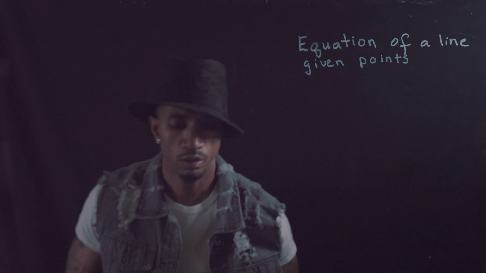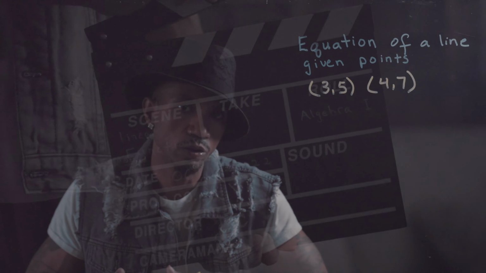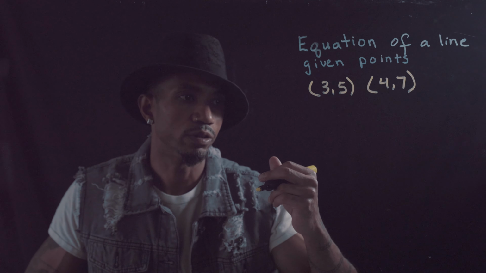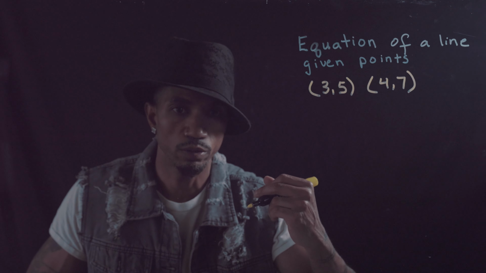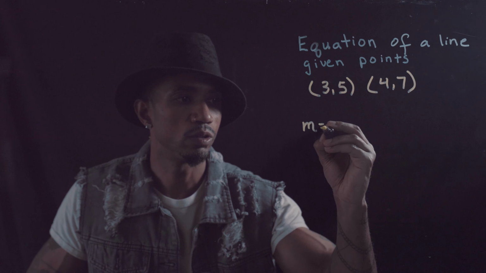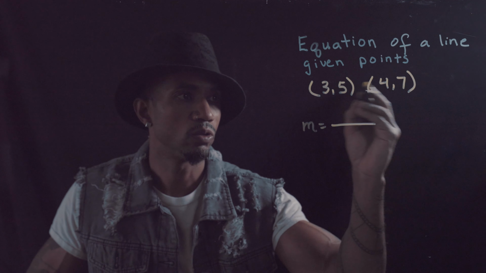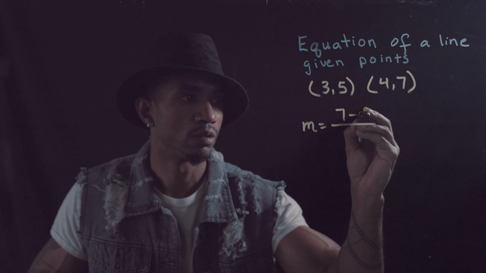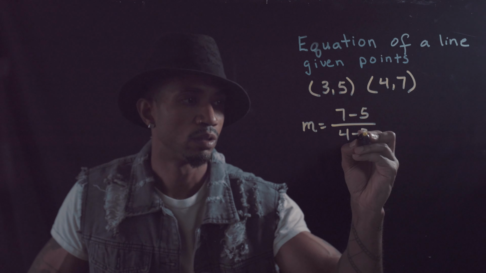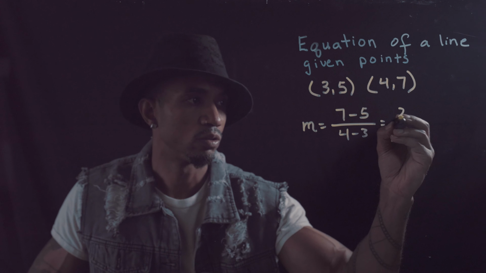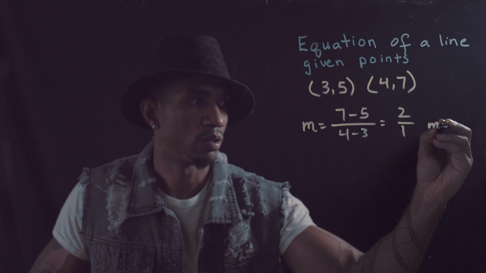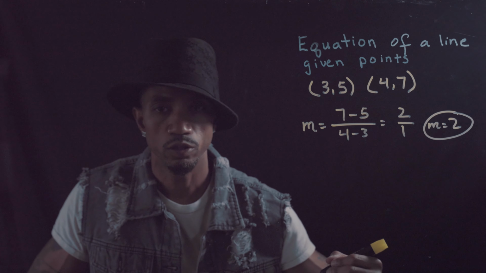All right, let's talk about how we can find the equation of a line when given 2 points. Here we have the points (3, 5) and (4, 7). We're going to write this in slope-intercept form. First, we find our slope using the slope formula: y2 minus y1 over x2 minus x1. Our slope is 2 over 1, so our slope, our m, is 2.